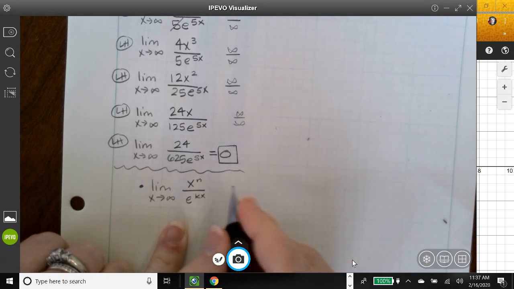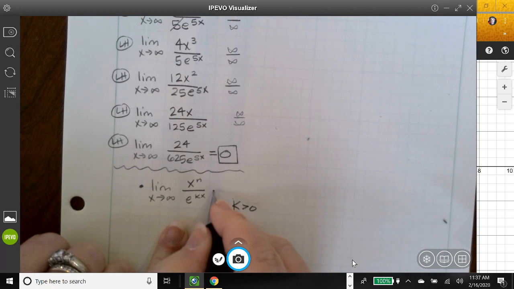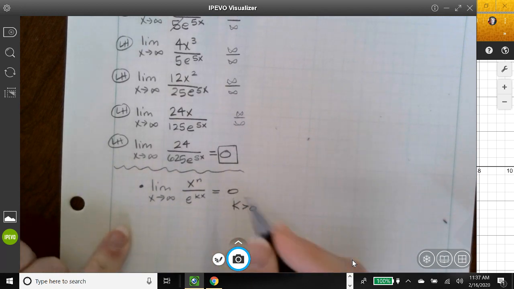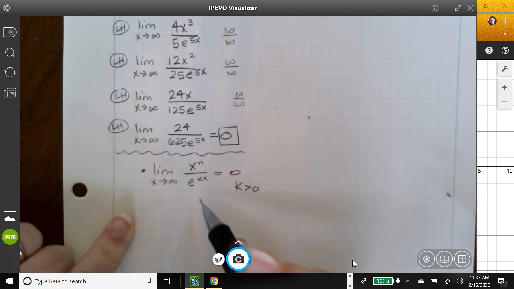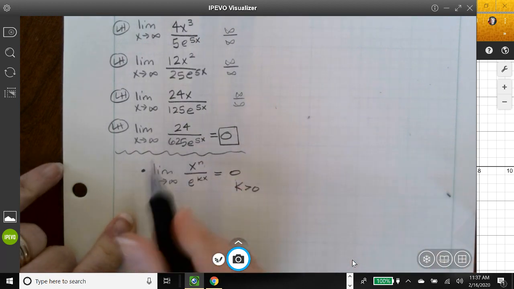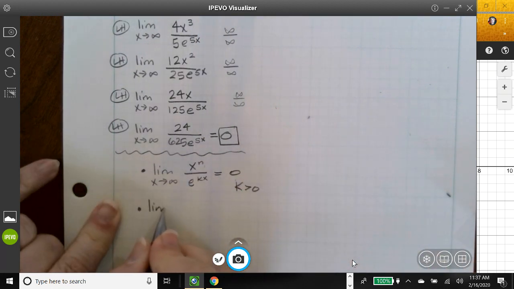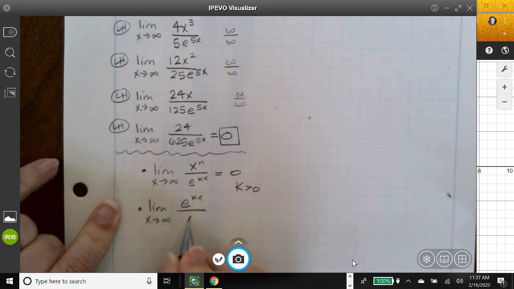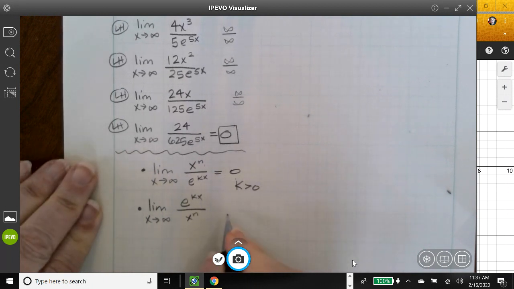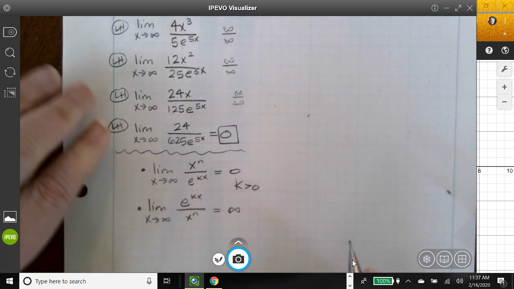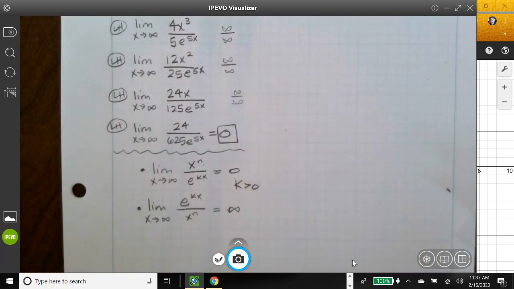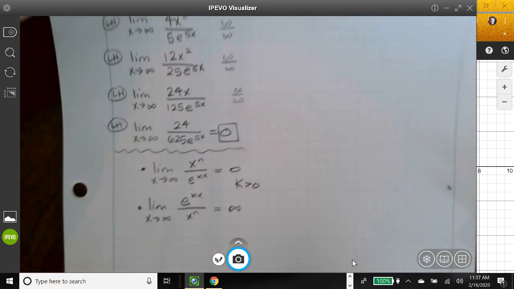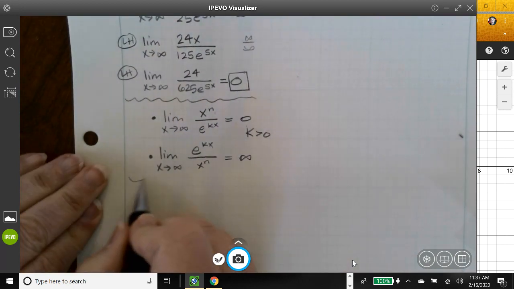For k greater than 0, the limit is going to go to 0. That's because the exponential function grows faster than the polynomial function. And conversely, the limit as x goes to infinity of e to the kx over x to the n, with the same restriction here, is going to go to infinity because e to the x grows faster. Okay? So that's a good thing to remember.